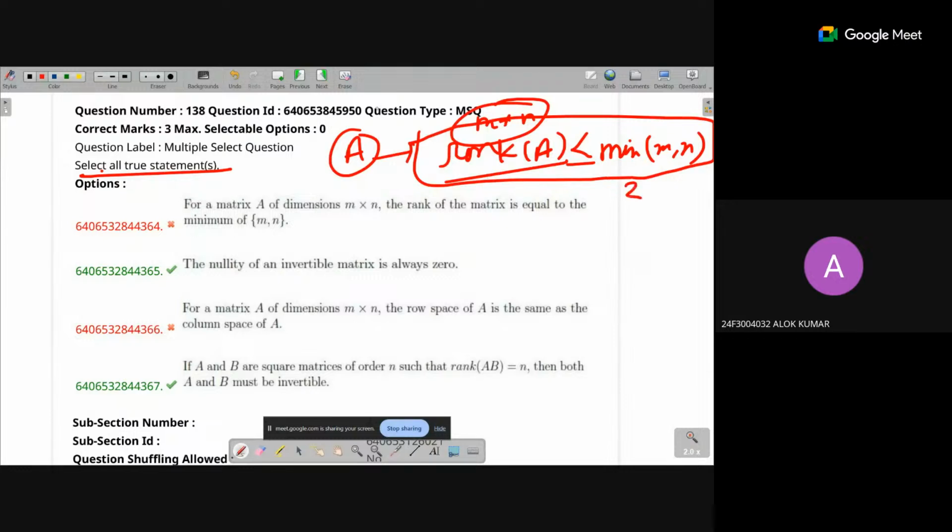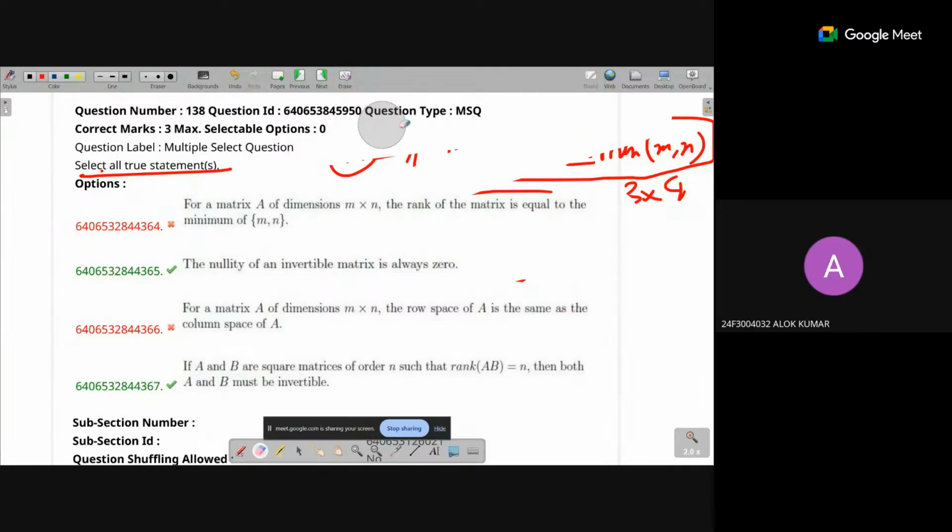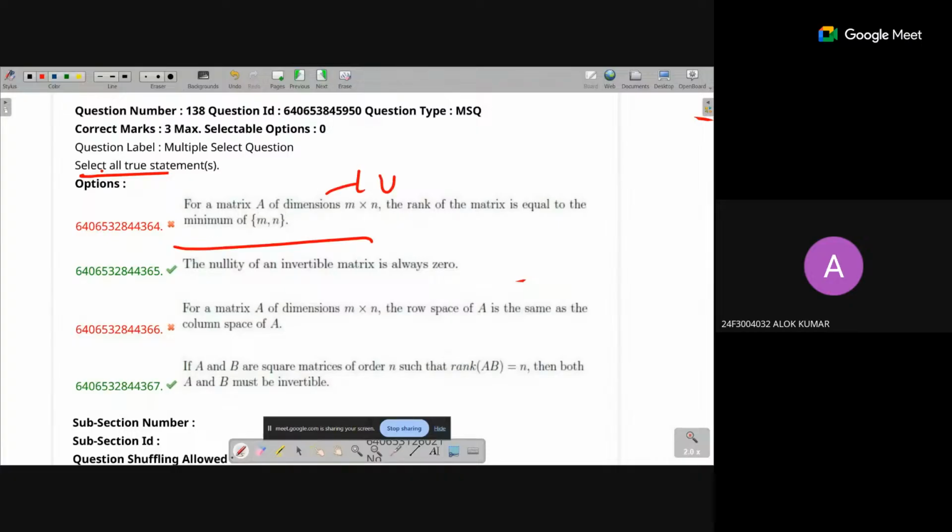Suppose a 3 cross 4 matrix, the minimum of 3 or 4 is 3. The rank will always be either 0, 1, 2 or 3. Now he's saying that for a matrix A of dimension m cross n, the rank of the matrix is equal to the minimum of m or n. No, this is an inequality condition, not an equality condition. Suppose the minimum of m or n is 3, the rank might be 0, 1 or 2, any rank.